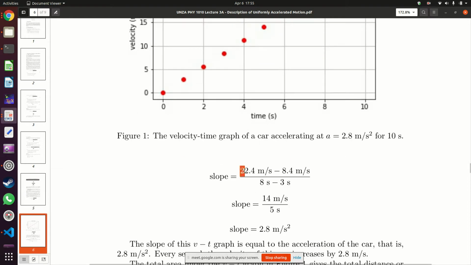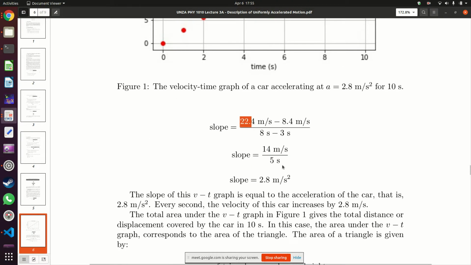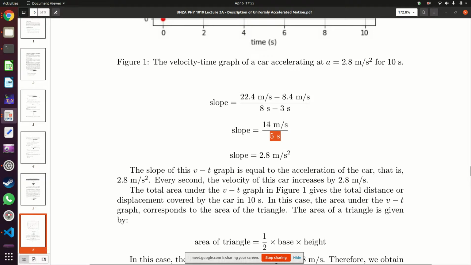The change in velocity is going to be 22.4 meters per second minus 8.4 meters per second. Then at the bottom, 8 seconds minus 3 seconds. So on top, I'm going to end up with 14 meters per second, and at the bottom I've got 5 seconds. Then 14 meters per second divided by 5 seconds, I get 2.8 meters per second squared. That is the slope or the gradient of the line.